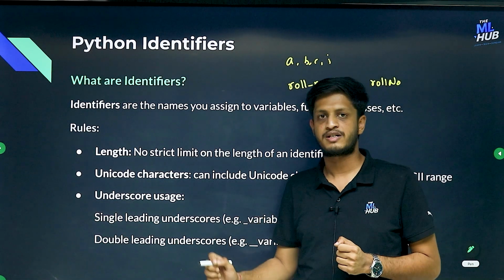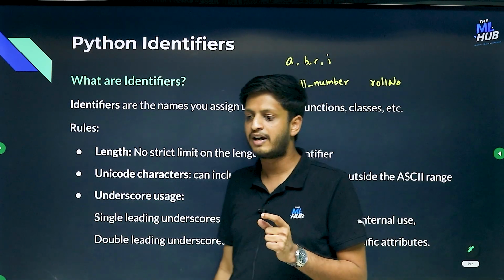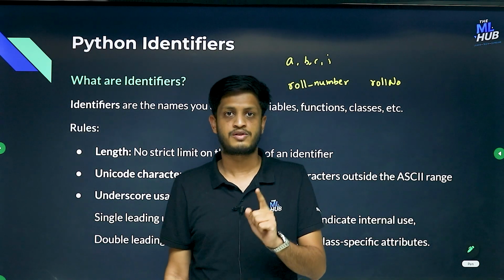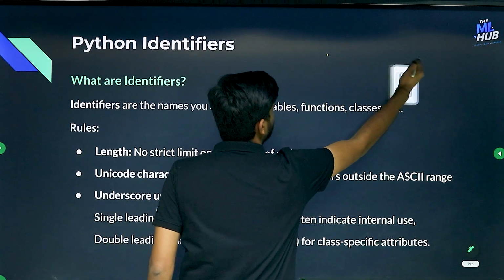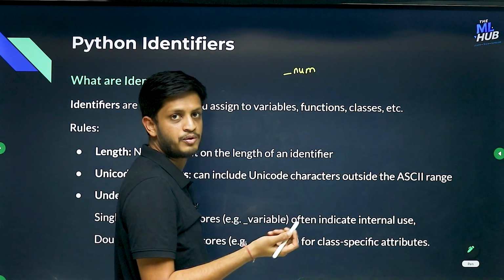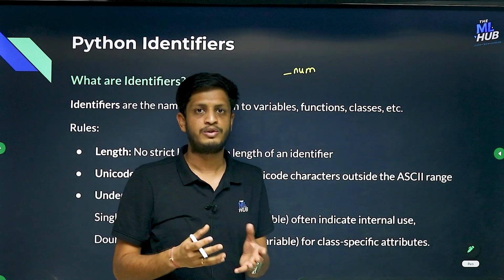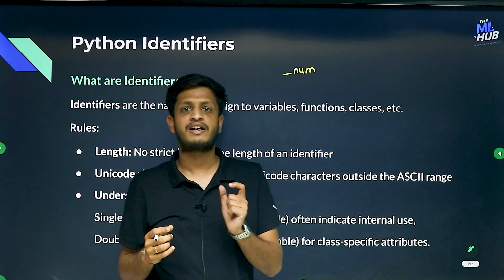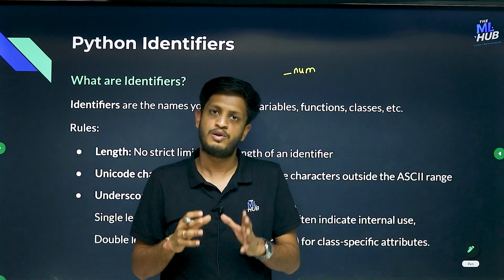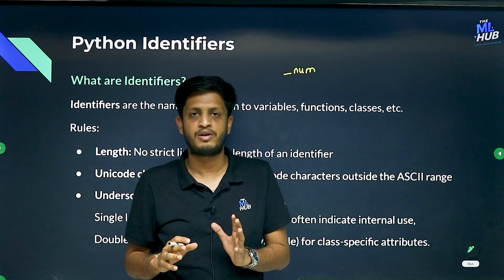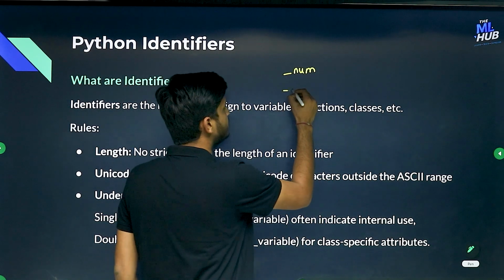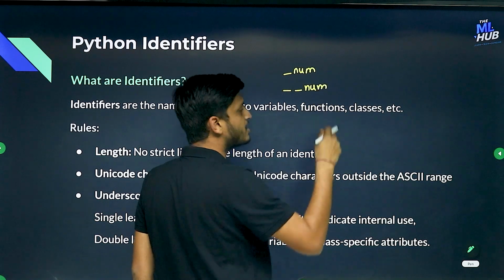Third is underscore usage. Now I told you that any identifier cannot start with a digit, but an identifier can start with an underscore. You can create a variable called _num. This is allowed. But generally speaking, we don't do that, because any identifier starting with an underscore has a special meaning. Again, it is not a rule. You can have an identifier starting with an underscore, but if you're starting with one underscore or two underscores, these particular variables are generally used for a special use case.